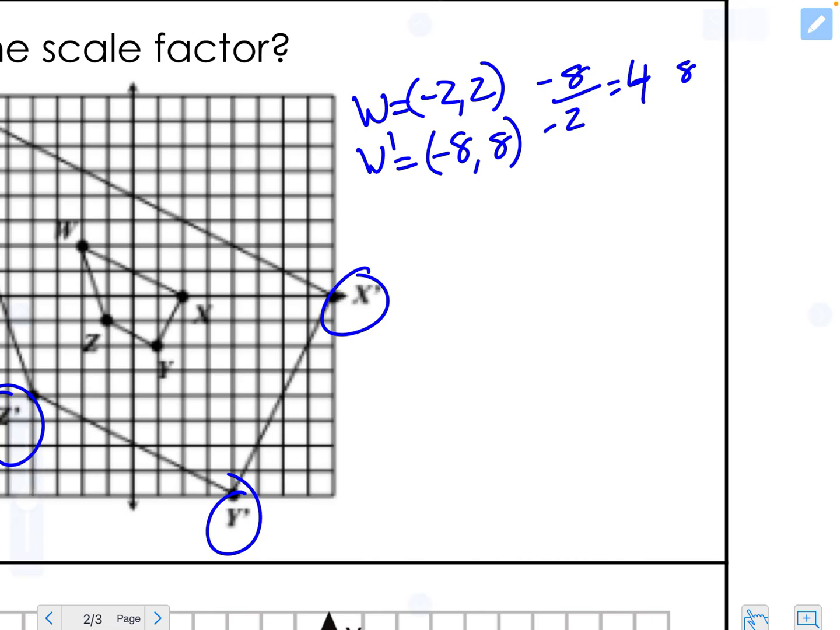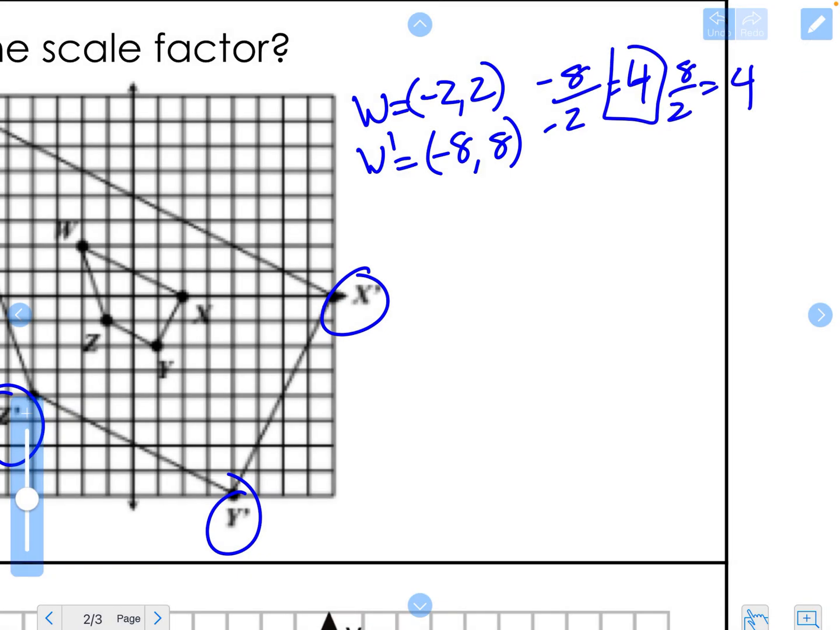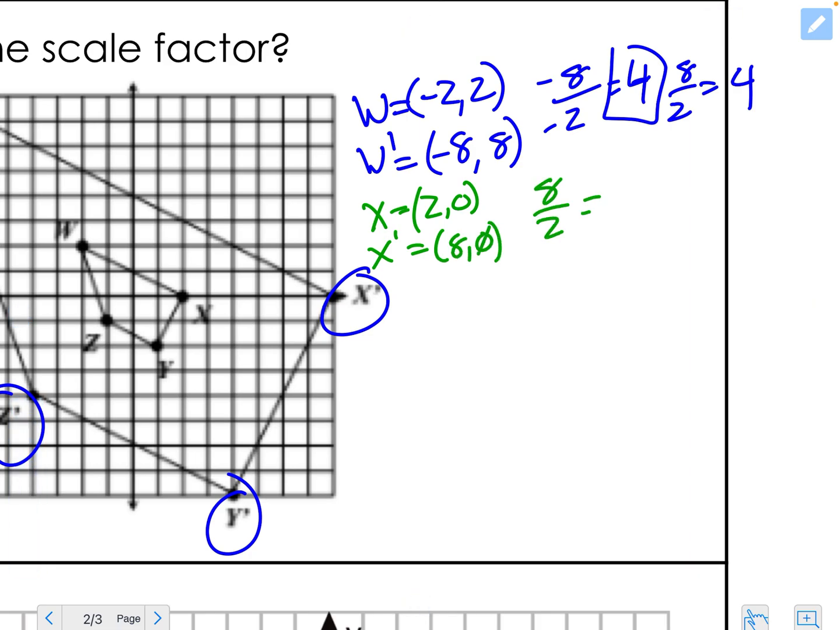And then again, 8 over 2, which still is a positive 4. We're going to check the other ones just to make sure. So X equals, X prime equals (2, 0) and (8, 0). So 8 over 2 is 4. So we're looking good so far.